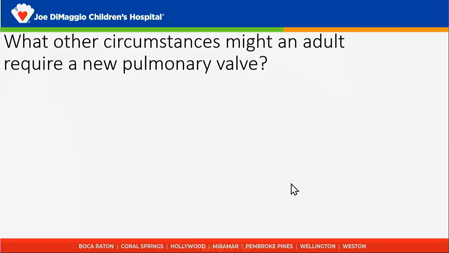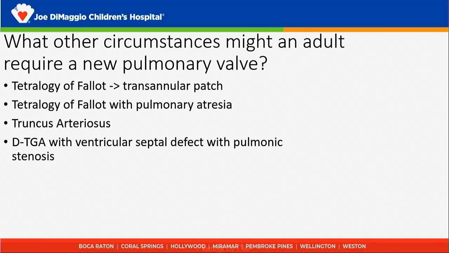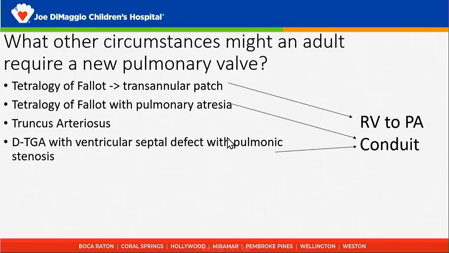Now, in what other circumstances might an adult require a new pulmonary valve? Well, we talked about tetralogy of Fallot, but there are other flavors of TET with pulmonic atresia where there is no valve, truncus arteriosus where the pulmonary arteries are actually attached to the aorta, and cases of transposition with pulmonic stenosis. What all of these have in common is the surgical option is an RV to PA conduit.